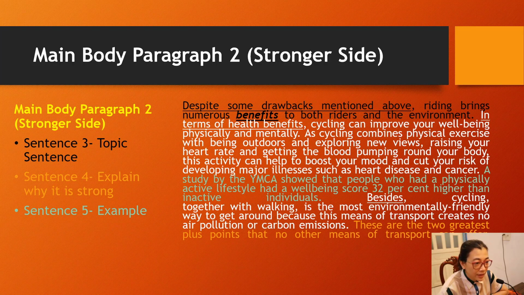For example, you can see a study by the YMCA showed that people who had a physically active lifestyle had a well-being score of 32% higher than inactive individuals. That is an example. And how many advantages can you see in this paragraph? Only two. Now, in terms of health benefits and then besides. And I also use the last sentence, these are the two greatest plus points that no other means of transport can offer, to explain why the advantages are greater or more significant than the disadvantages.